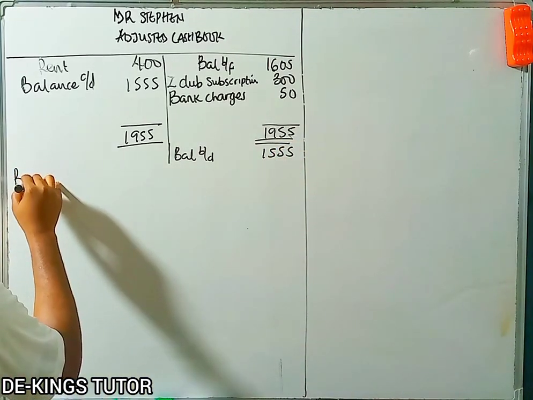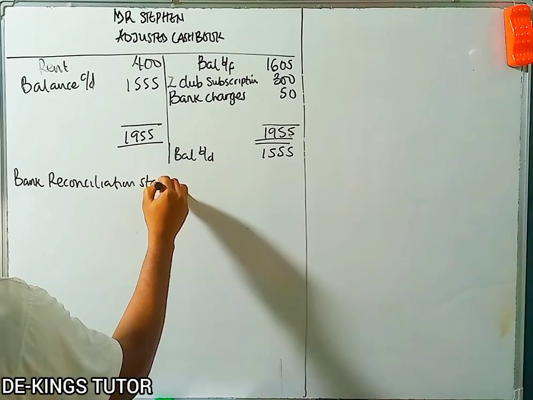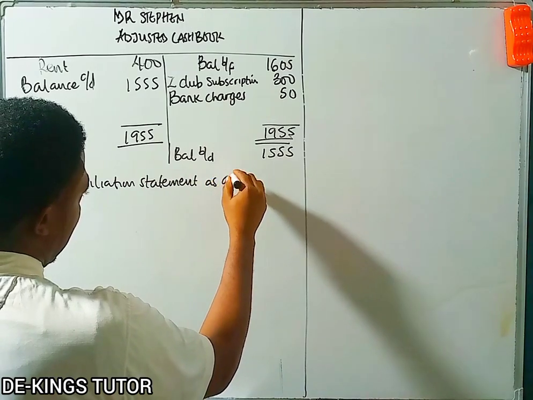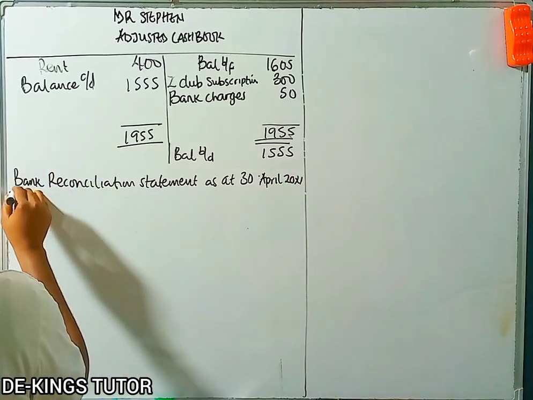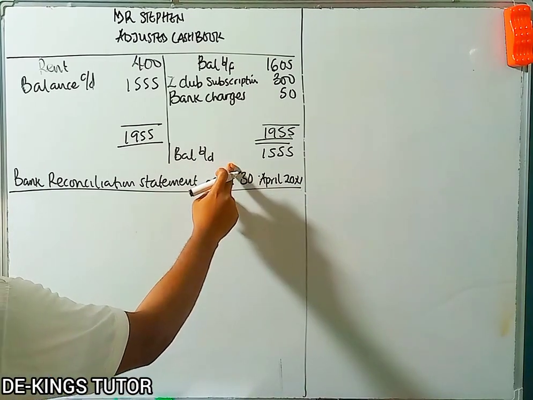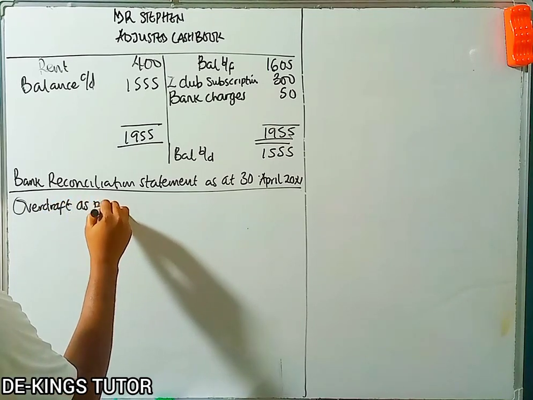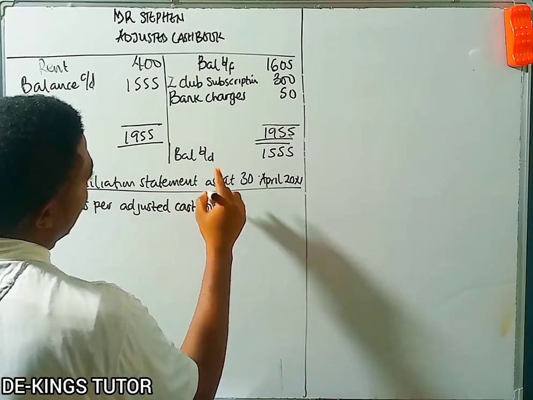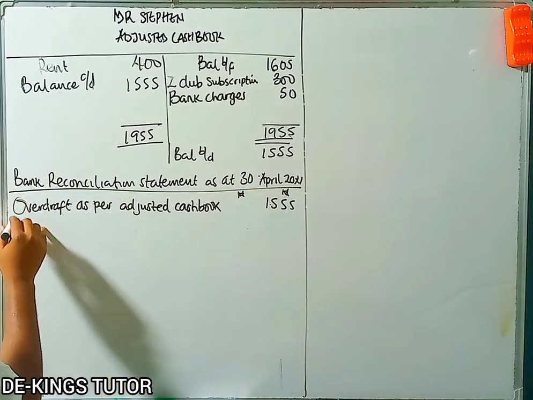So we'll now prepare the bank reconciliation statement as at 30th April 20X1. Now we start. This is a credit balance, so it becomes overdraft as per adjusted cash book. Overdraft 1555. Overdraft as per adjusted cash book. So we're going to add now.